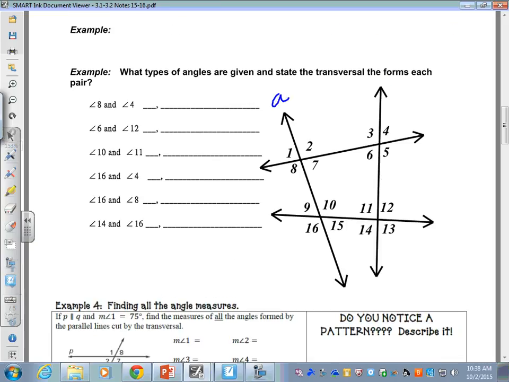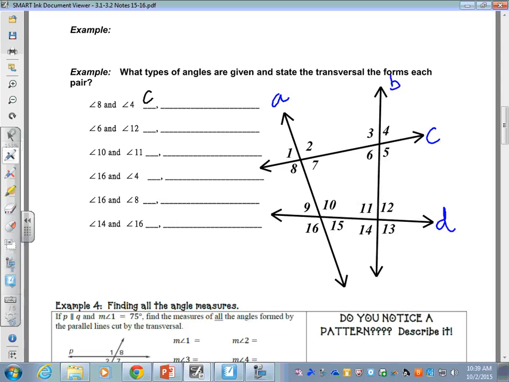To help you see this, we're going to label A, B, C, and D. We have 4 lines here that are intersecting. They want us to identify the type of angles given and state the transversal forming each pair. That's important, being able to recognize their relationship based on the transversal. So if I'm looking at 8 and 4, first let's identify the transversal. Who would be the transversal for 8 and 4? C. C is the transversal.